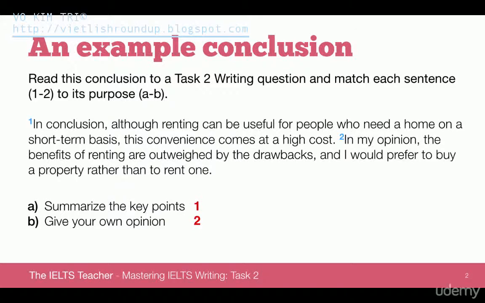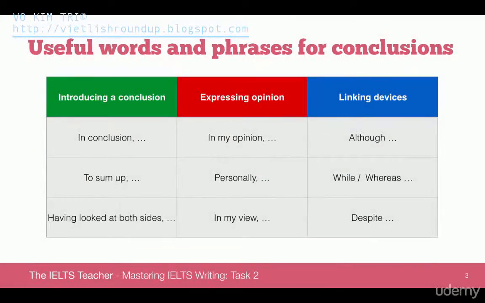Now, there are some very important words and phrases in this conclusion which we're going to focus on in a moment. In conclusion: a very clear introduction to the type of paragraph that we're writing. Although: which allows us to introduce a sense of contrast and complexity to the sentence. And in my opinion: where we're giving some language which makes it very clear what we're doing in this sentence. Now, there are other ways we can use each of these categories, and you can see these here.